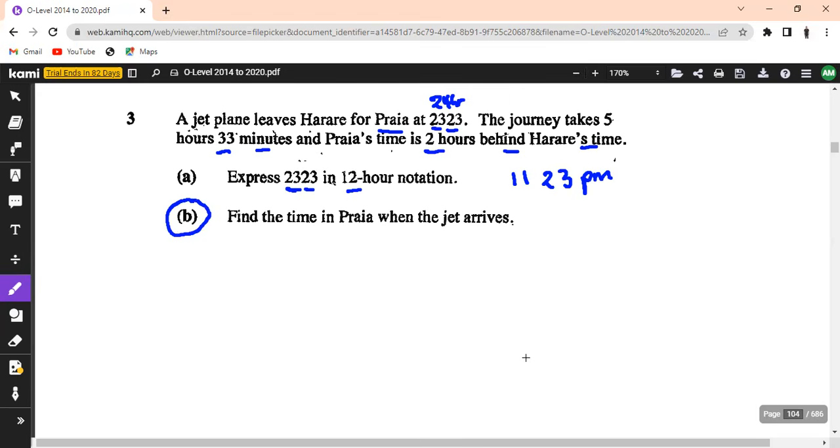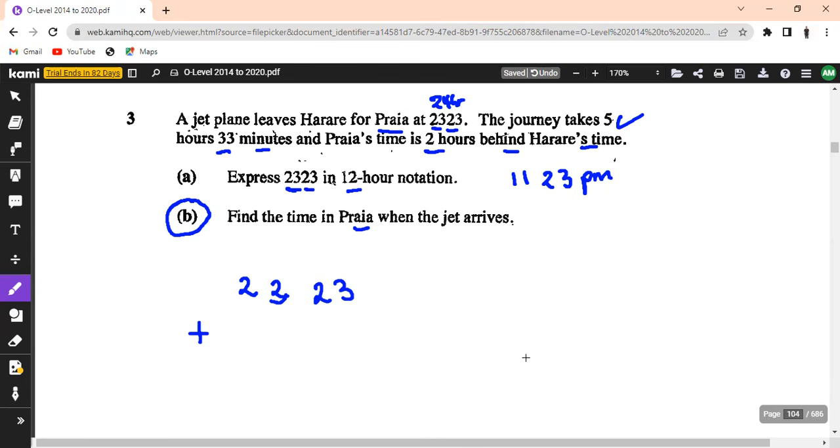So here we've got 2 options. Remember that we are given that Paria is actually 2 hours behind Harare. So let us first take the journey. How much was the time that was taken? So it's 23 plus the time that was taken. We took in this case 5 hours 33. So this is going to be 5 hours 33.